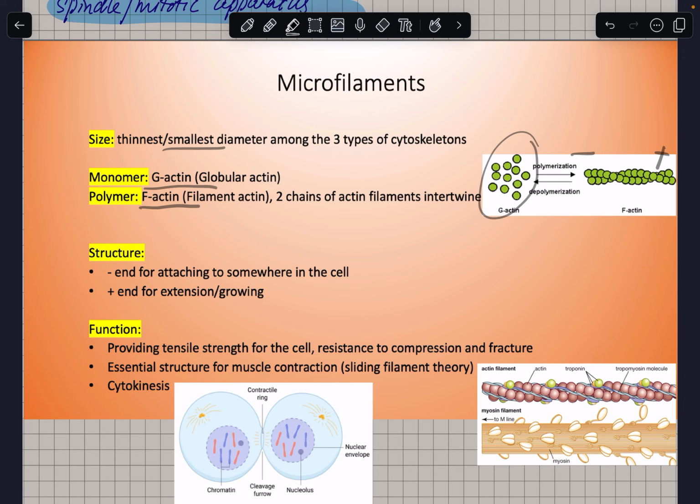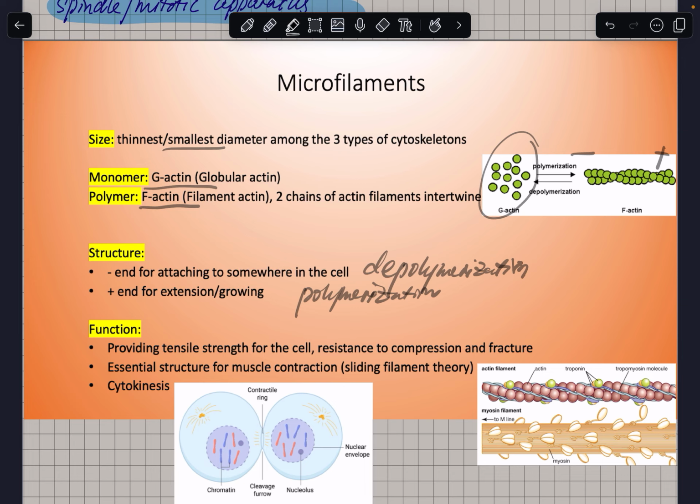So the negative, or minus, side is the depolymerization, and the plus or positive side is the polymerization. As you can tell, the assembly and disassembly of microfilaments is pretty flexible. It really assembles or disassembles according to the cell's needs.